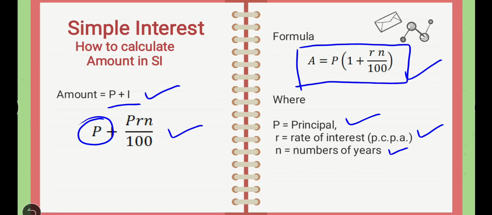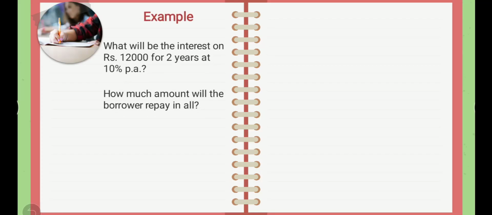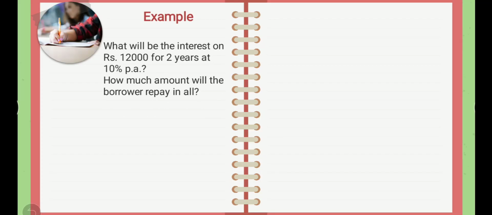Now we can take a very simple example for practice on it. So before going to solve any example, read the example carefully, write down what is given in the example and what we have to calculate. So we can take a very simple example. What will be the interest on rupees 12,000 for 2 years at 10% per annum?